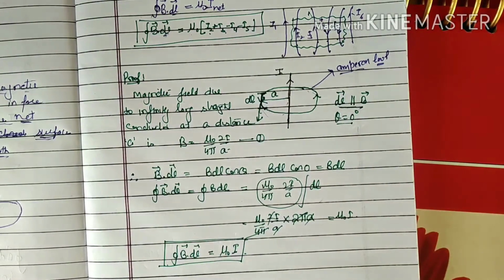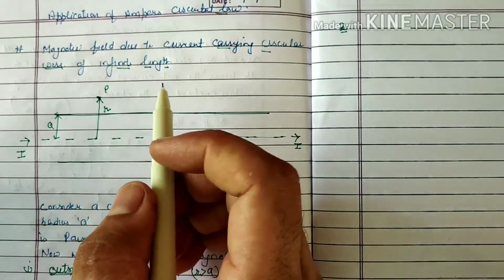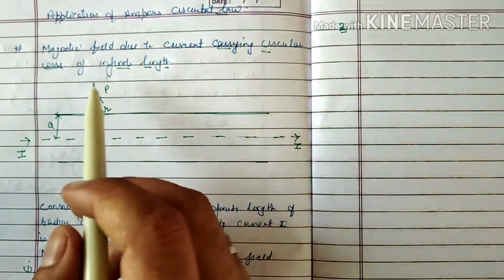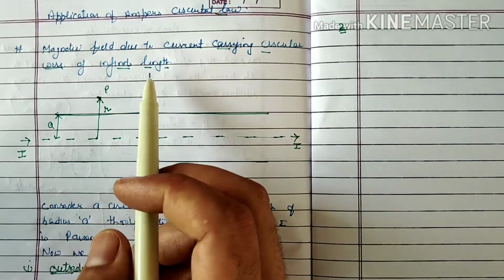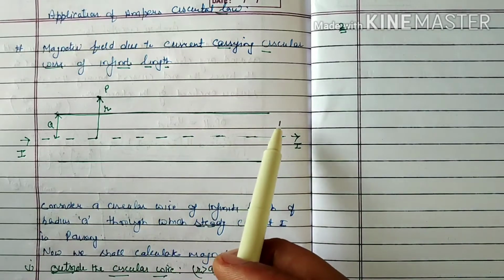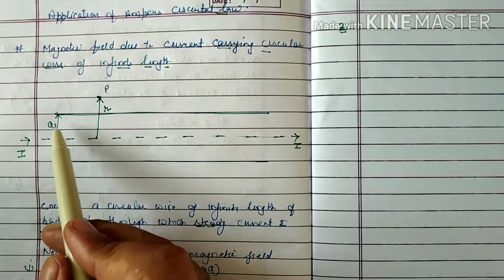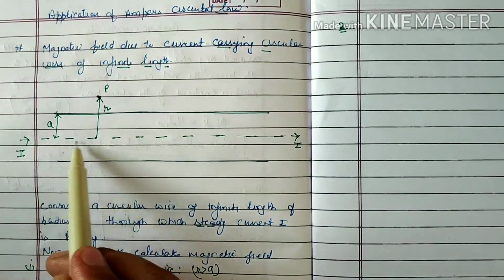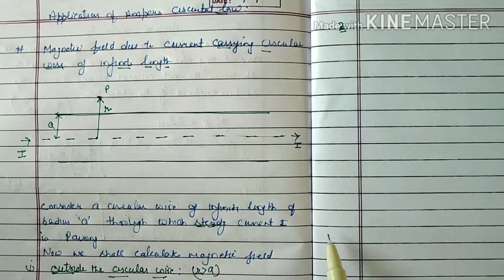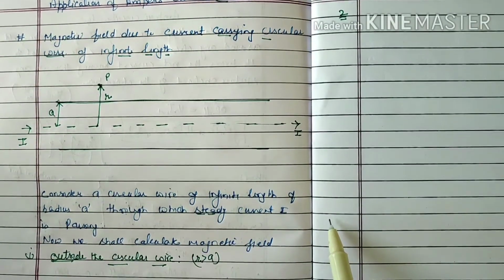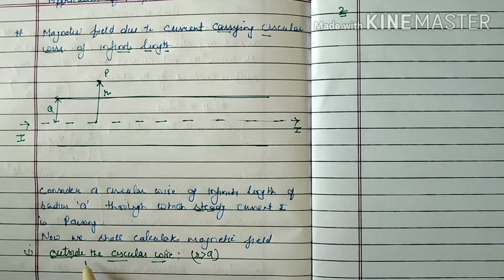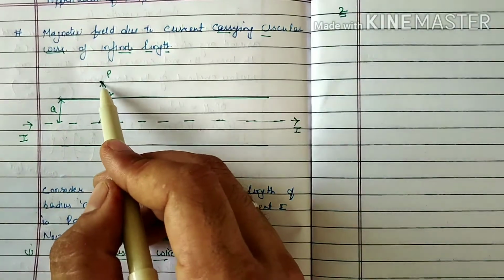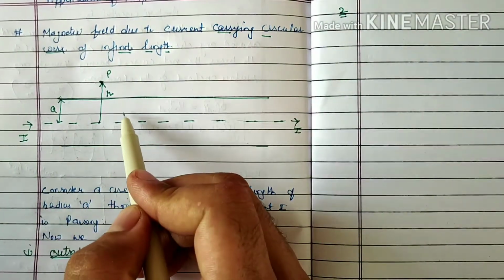Hello students, now we are going to discuss an application of Ampere's circuital law, that is, the magnetic field due to a current carrying circular wire of infinite length. Here we have an infinitely long circular wire of radius a, in which a steady constant current I is flowing through this wire. Now we have to find the magnetic field at three places: one is outside, second is on the surface of the conductor, and one is inside.